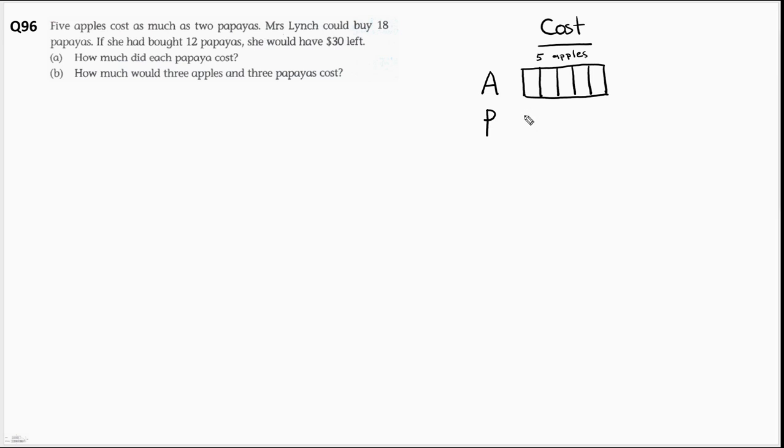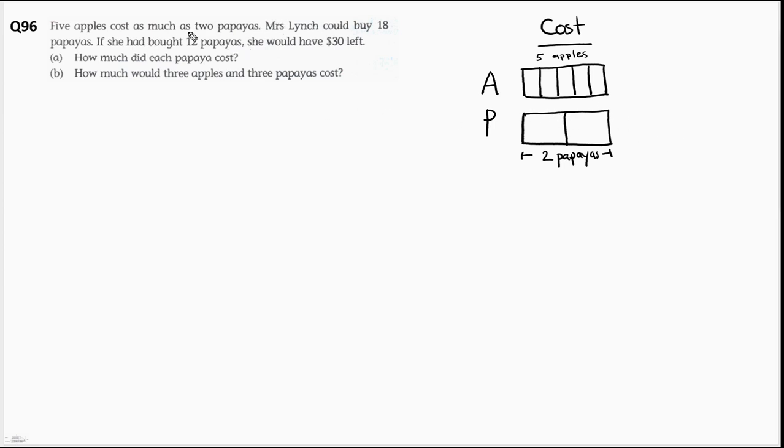All right. And we're told that 5 apples cost the same as 2 papayas. So I'm going to draw a block that's the same size. But I'm not going to split it into 5. This one I'm going to split into 2 equal parts. And this is 2 papayas. Each of these is obviously 1 papaya, 1 papaya. Okay, so that's my model for the cost.